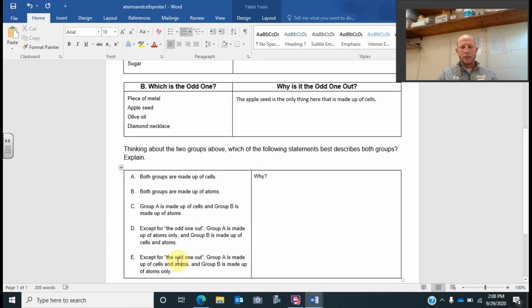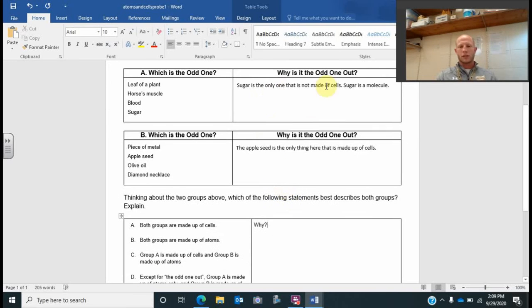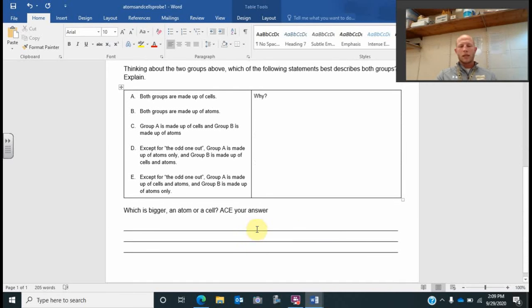Group A is made up of cells and atoms, and group B is made up of atoms only, except for the odd one out. In group A, the odd one out was the sugar, which is made up of atoms only. But in group B, the odd one out was again the apple seed. So everything else was made up of atoms only. That's what you should have typed here. Essentially, you would put these two sentences together and plug them in down here for the why. ACE your answer: answer, cite, explain. That's what ACE stands for.